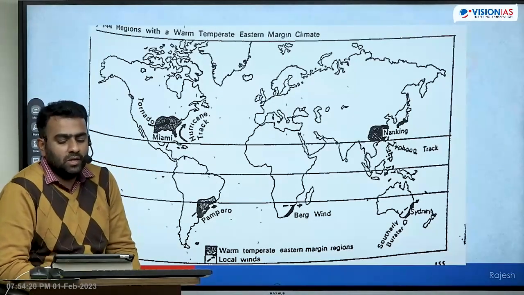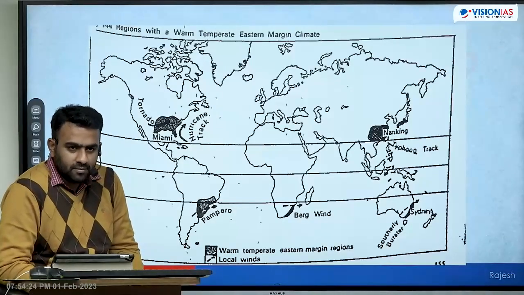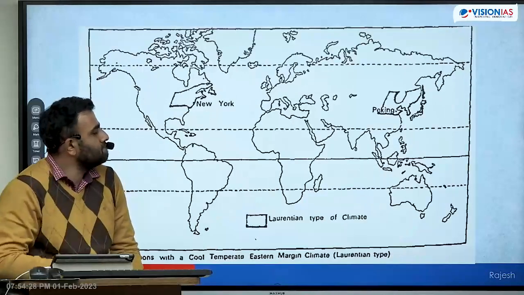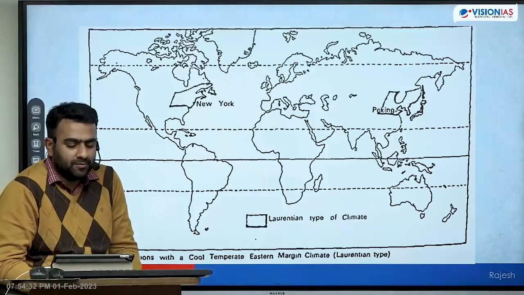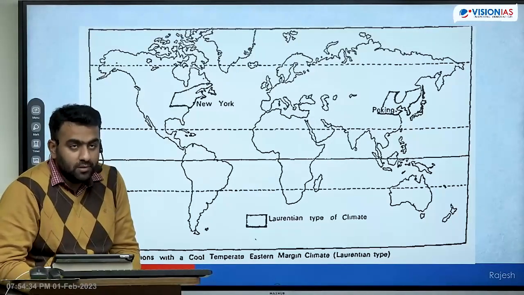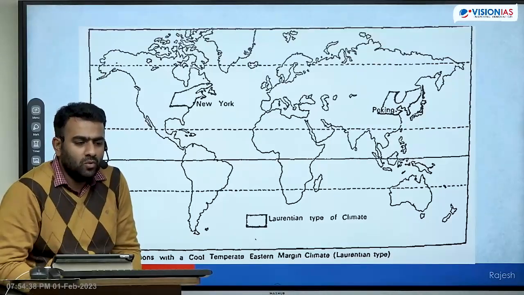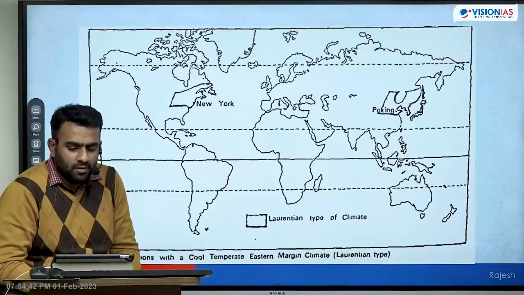So next, Laurentian type of climate, also known as cool temperate eastern margin.